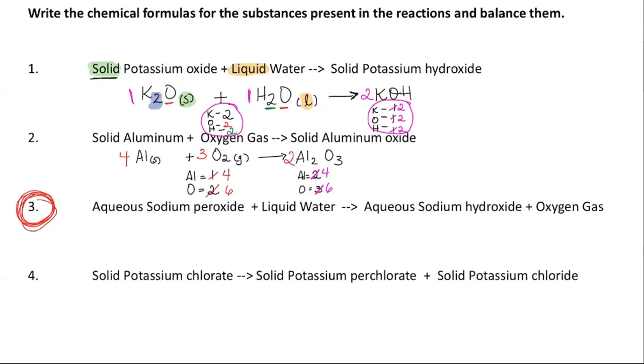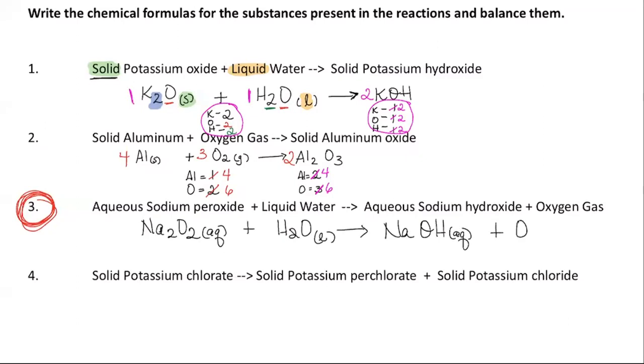Okay, let's go over the answer. Sodium peroxide has the chemical formula Na2O2. That is in aqueous form. Water has the chemical formula H2O, and it's in liquid form. Then we have sodium hydroxide, which is NaOH. That's in aqueous form. And lastly, we have oxygen gas, which is O2, and we put a G.